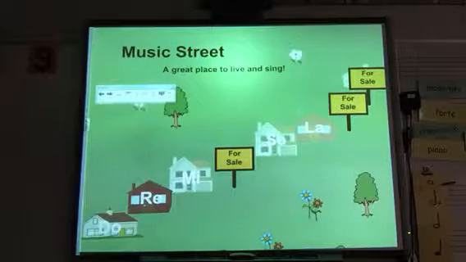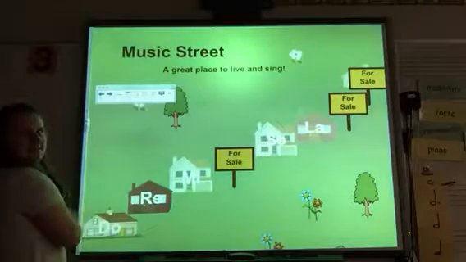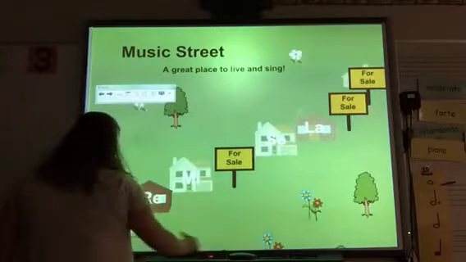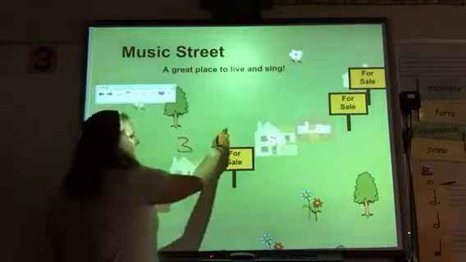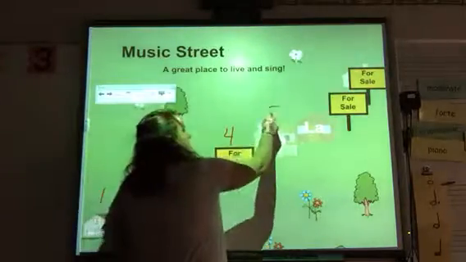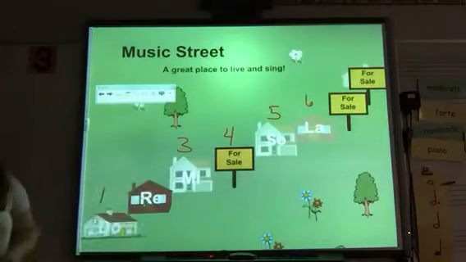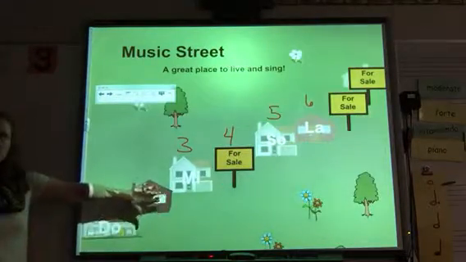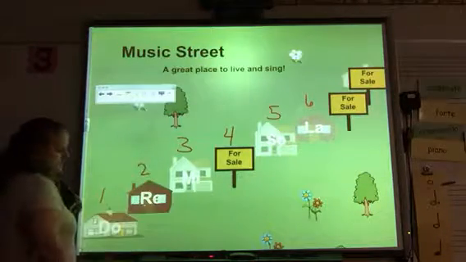Okay, today on Music Street we are adding re. So we've already talked about how lot number 1 is do. We know lot number 3 is mi. We don't know lot 4. We know lot 5 is so, and we know lot 6 is la. Now we've got our next home, and that is lot number 2. And lot number 2 is re.